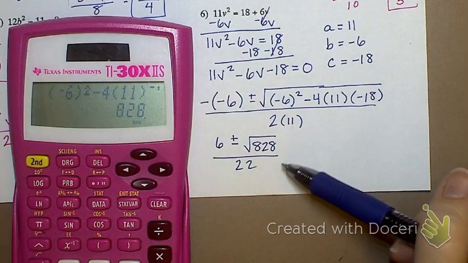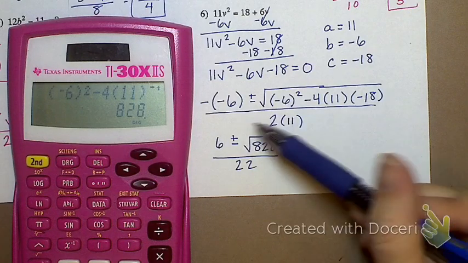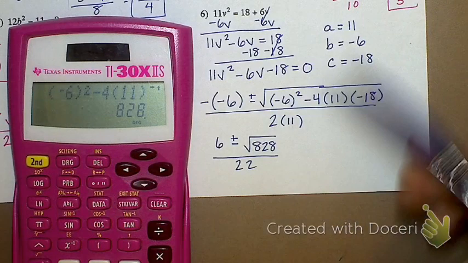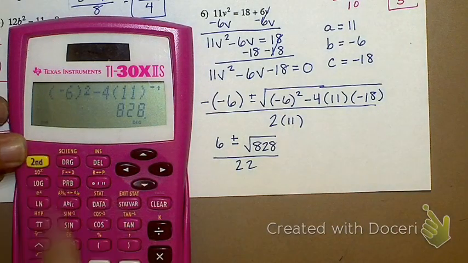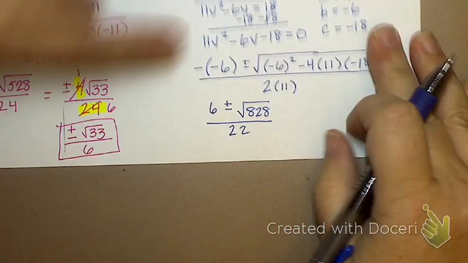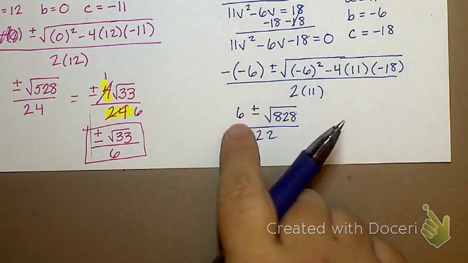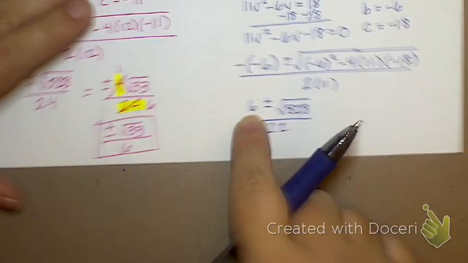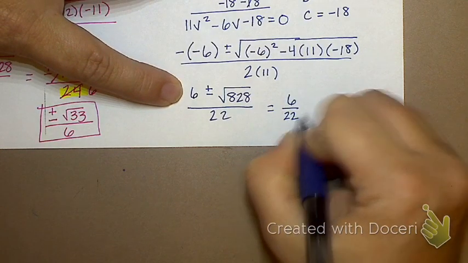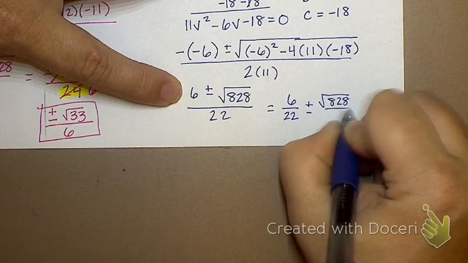You should have at least been able to get to here. So let's see. Square root of 828. Not a nice number. So, now listen up, because this one is not a nice number, but the first term didn't drop out like the last one. So I do need to split this up. I'm going to split it up into 6 over 22 plus or minus radical 828 over 22.